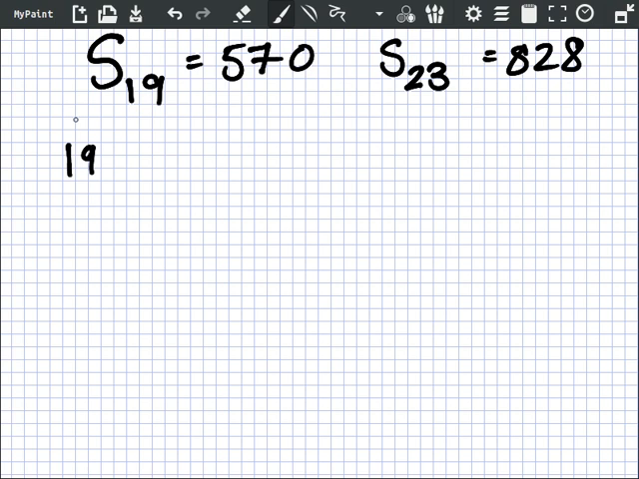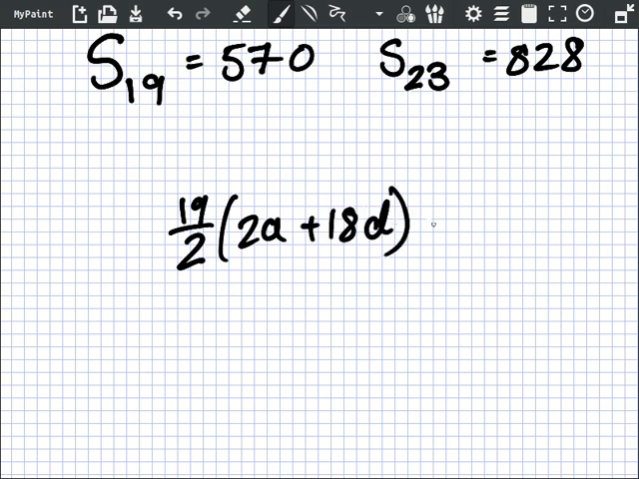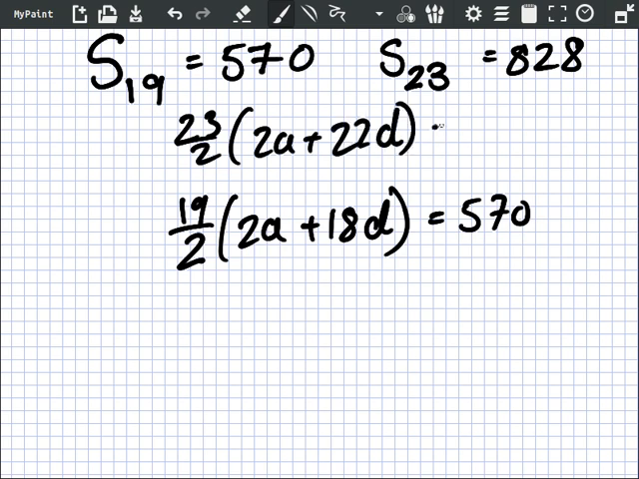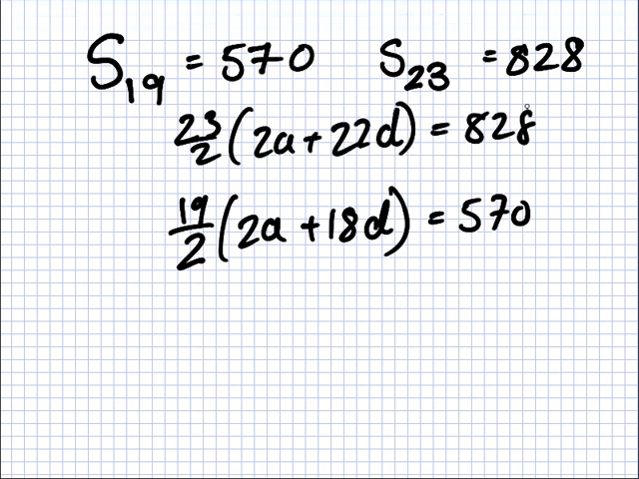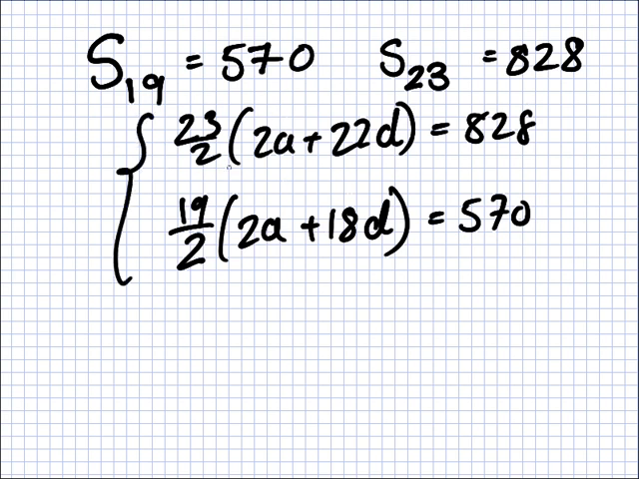N over 2, 2a plus n minus 1 d equals 570. And then the other one is n over 2, 2a plus n minus 1 d equals 828. Now I can do a little bit of simplifying, and see these can both be divided by 2, and these ones here both can be divided by 2. So I do wonder, does 23 go into 828? That would be really nice if it did.